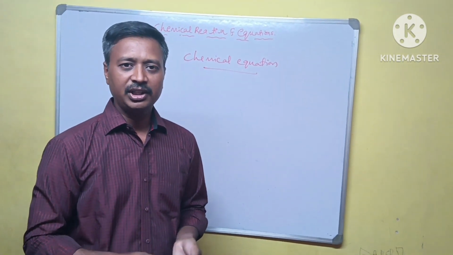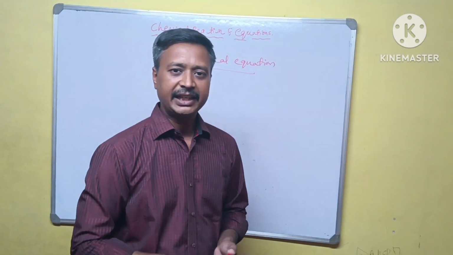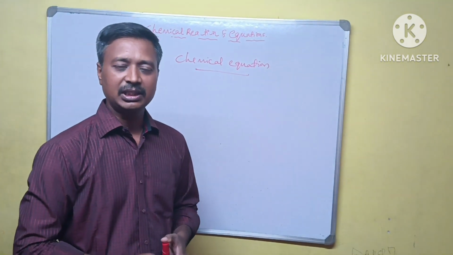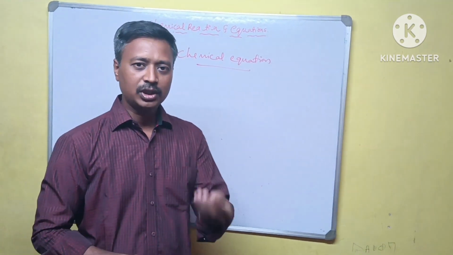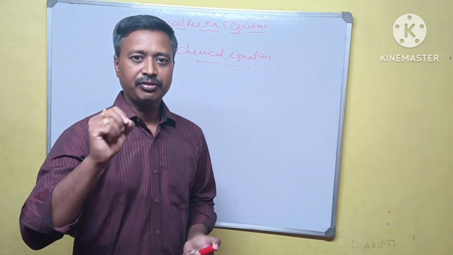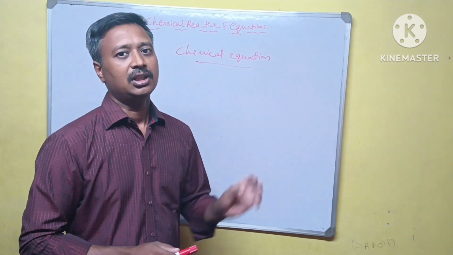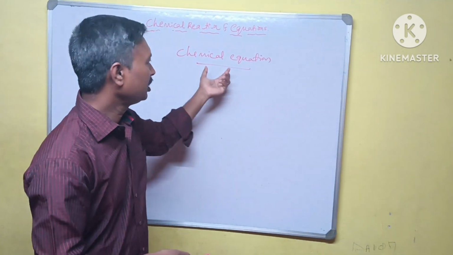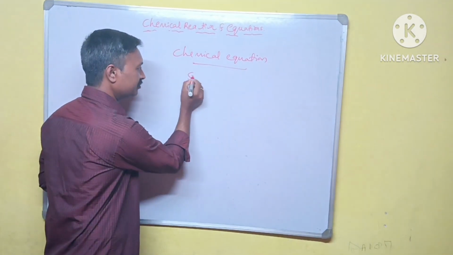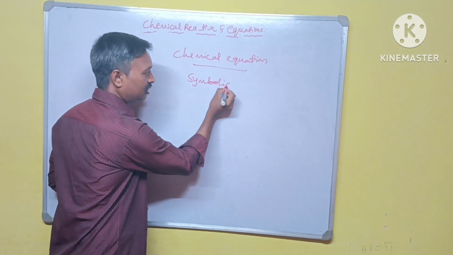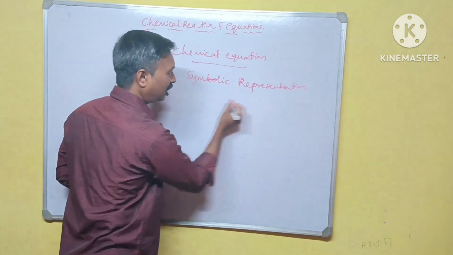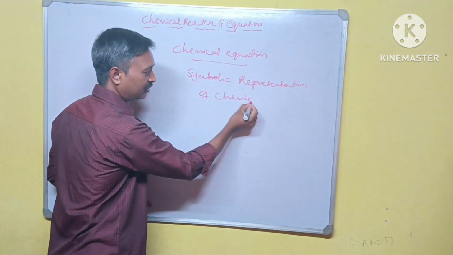You know that if you burn anything, we get black smoke and ash. Burning of carbon gives carbon dioxide and ash. Orally we can express our observations, but the written form of a chemical reaction is called a chemical equation. A chemical equation is nothing but a symbolic representation of a chemical reaction.